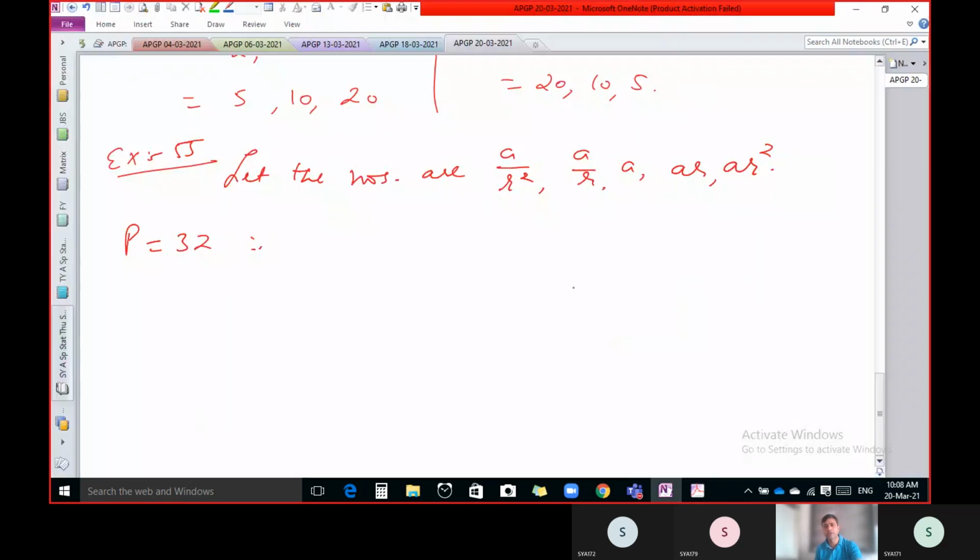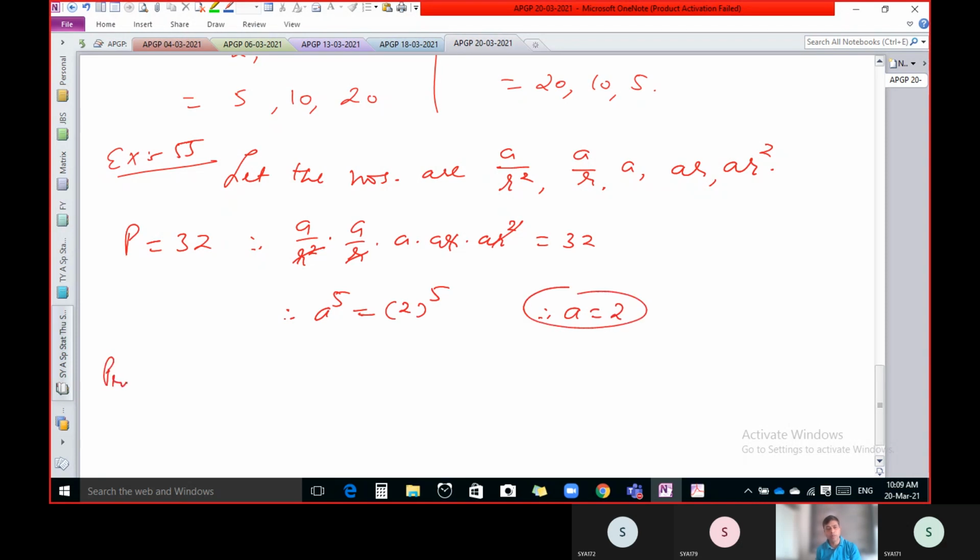Product is given 32. So a upon r square into a upon r into a into ar into ar square equal to 32. R square r cancel. We get a raised to 5 equal to 32, which is 2 raised to 5. So we get a equal to 2.